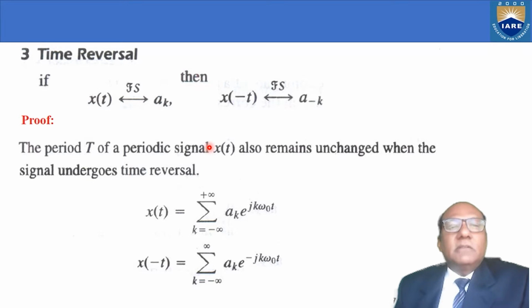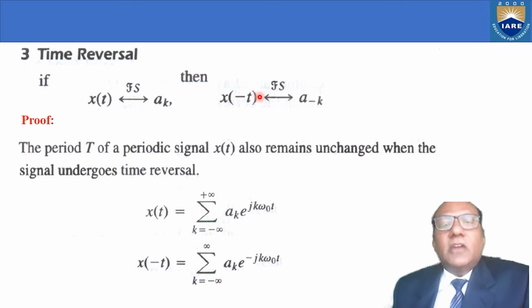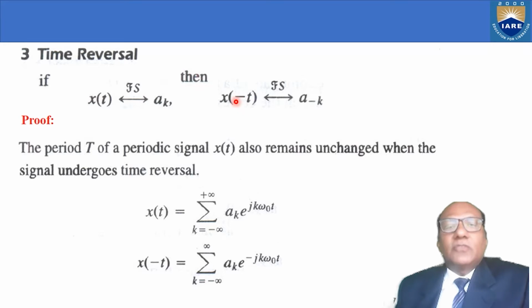Then time reversal, the third property, is time reversal. As usual, I am assuming the signal x of t, whose Fourier series coefficients are a_k. Then if the signal is time reversed, if I take the mirror image version, or the laterally inverted signal, this is called lateral inversion in time. So if I take the laterally inverted, time reversed signal, there are so many names for this, the Fourier series coefficients also get flipped.